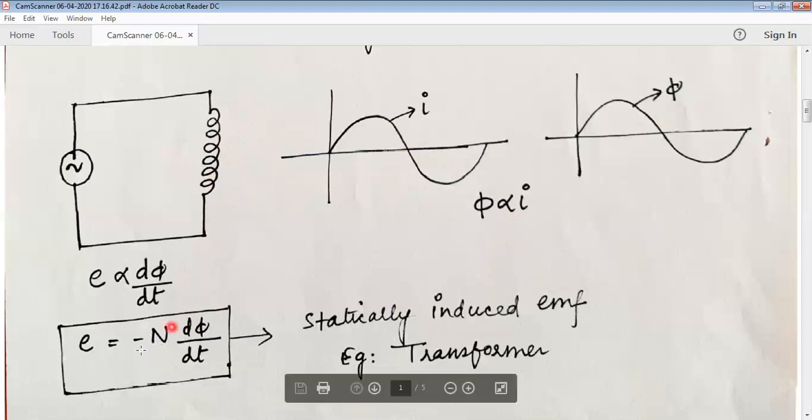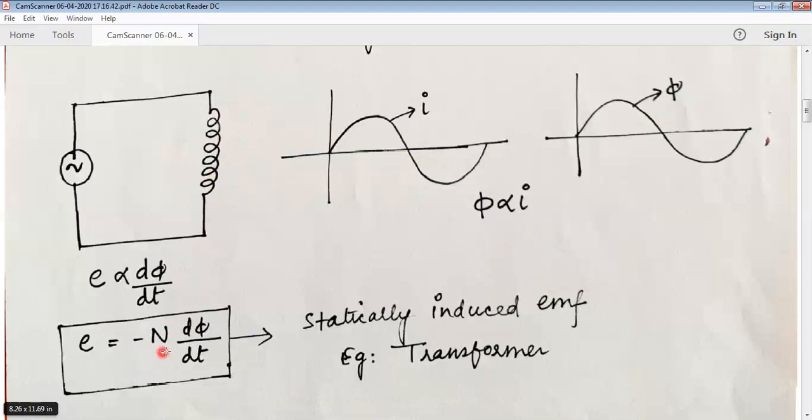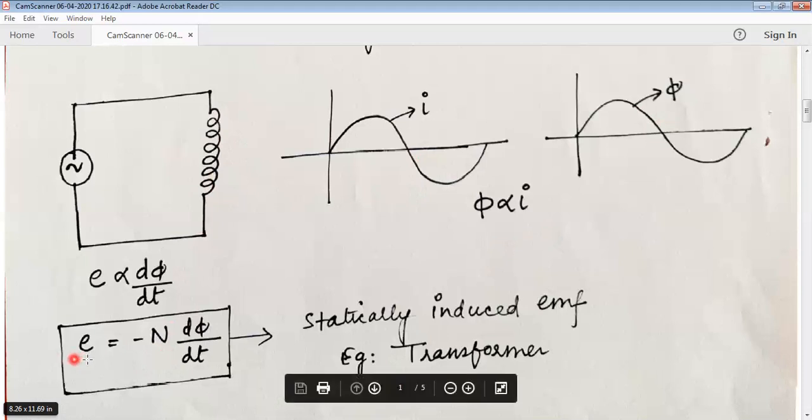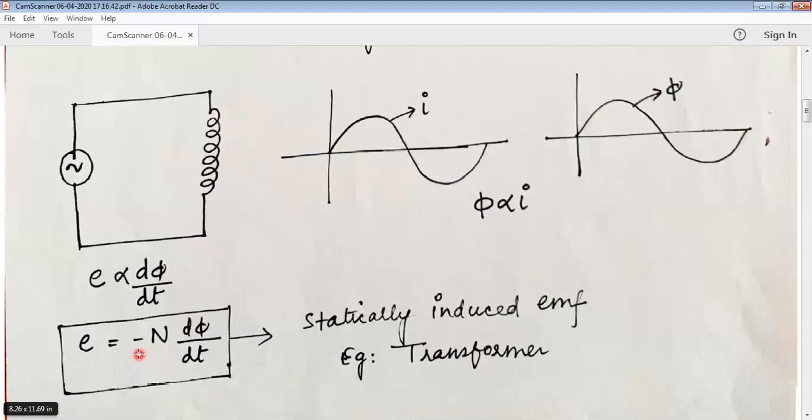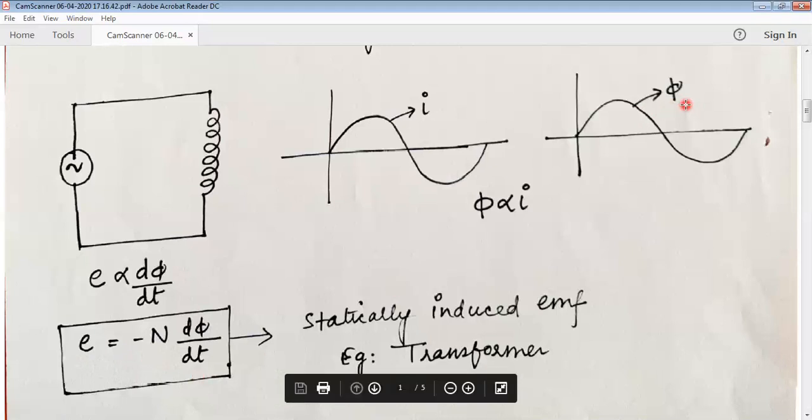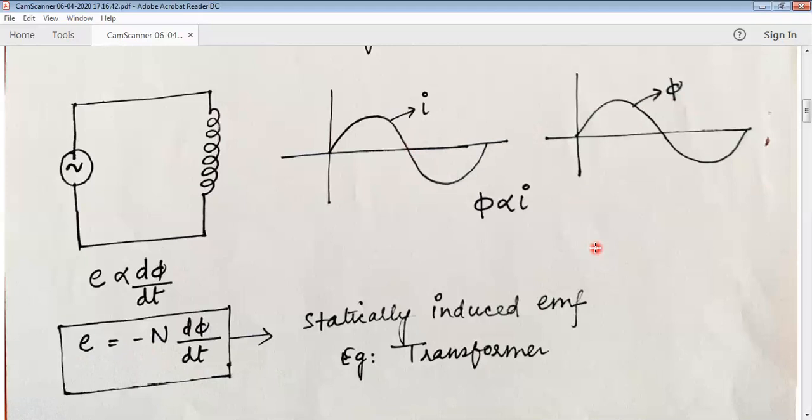And what is this negative sign? This negative sign indicates that whatever induced voltage is there, that induced voltage opposes its cause of existence. This induced EMF always opposes its cause of existence. So this negative sign is based on Lenz's law. Lenz's law means the induced EMF always opposes its cause of existence, and this induced EMF is because of this flux, and this flux is because of this current. So it always opposes its cause. So this is statically induced EMF.